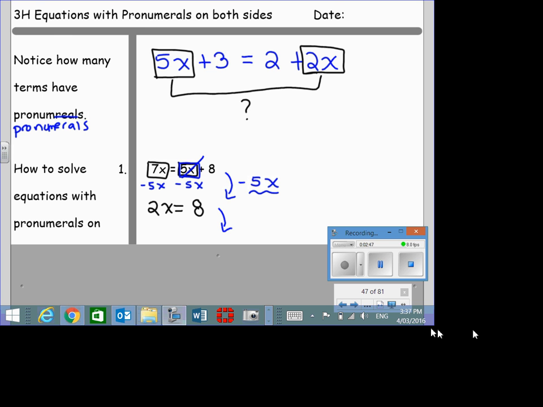Now I still want to know what x is, and I have a coefficient. Remember how we get rid of coefficients? We divide by the coefficient, and that will get rid of that 2 for me, because they'll cancel out and make 1. So I have x is equal to 8 divided by 2, which gives me 4. So I'm able to solve it once I get it to that stage. I just needed to know what to do with the two terms that actually have pronumerals in them.